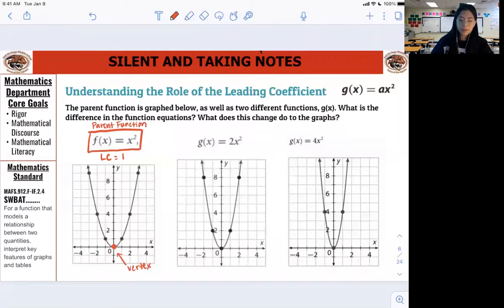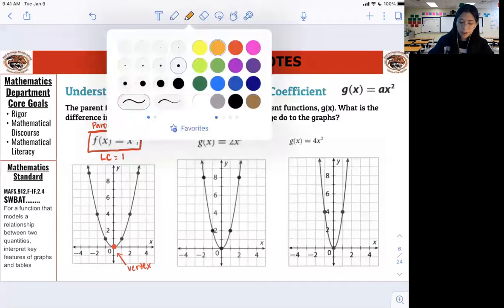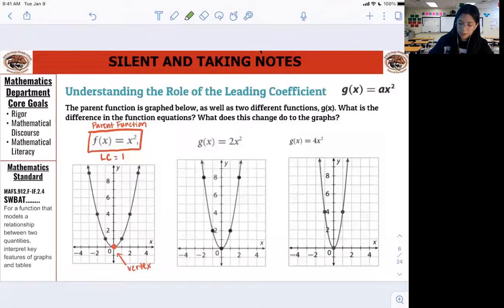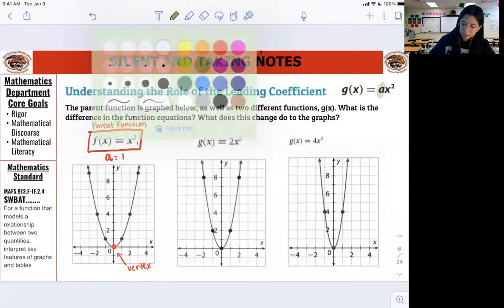So the leading coefficient is really, really important because it kind of changes the graph. And the leading coefficient, we have a name for it. It's called A. So look up here in the corner. A represents the leading coefficient. So in this case, my leading coefficient is 1. So I say that A equals 1. The A is the leading coefficient. So let me highlight that over here.